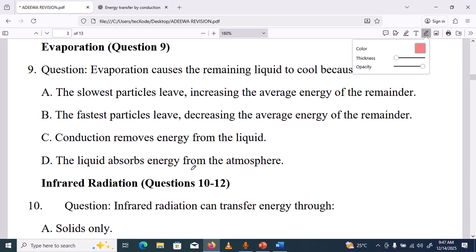Evaporation here. Evaporation causes the remaining liquid to cool because the fastest particles leave, decreasing the average temperature. That would be the right answer. The particles with more energy would move to the surface of the liquid and they would evaporate. So the ones below would have a lower amount of energy, of course, and that would reduce the average energy.